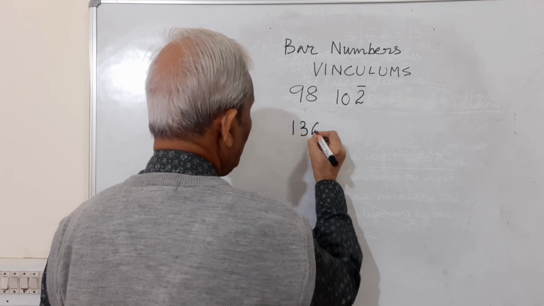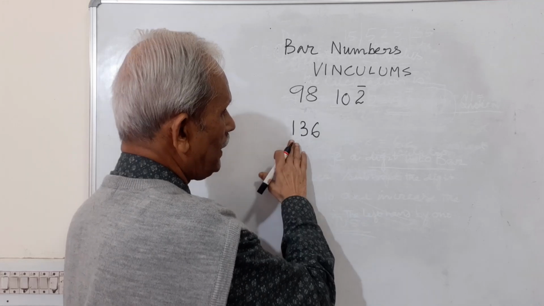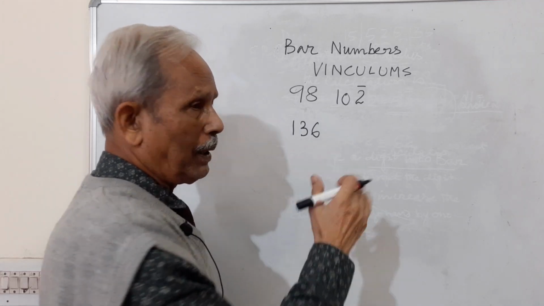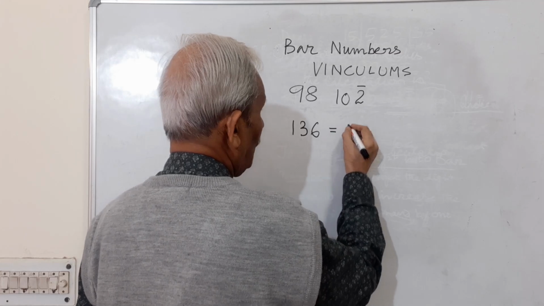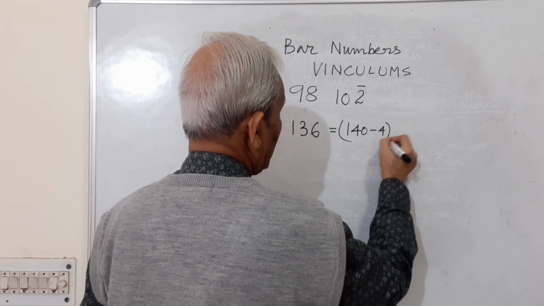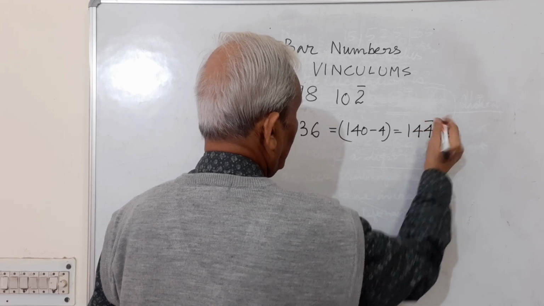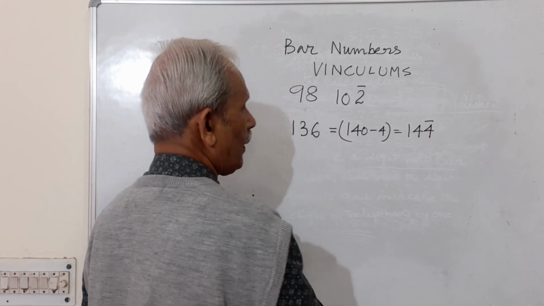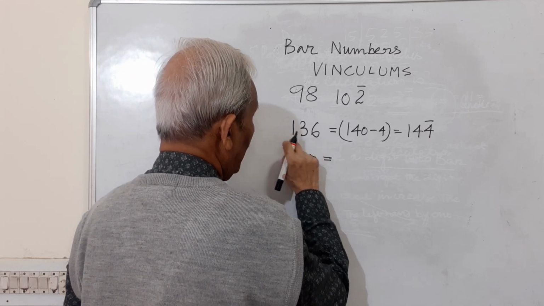Similarly, 136. If you want to convert it into a vinculum, you can see it here. This can be written as 140 minus 4 is 136. The other way around, we can write 140 minus 4 is 136, and that can be written as 1, 4 and 4 bar.